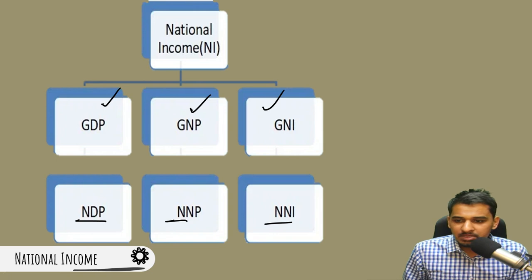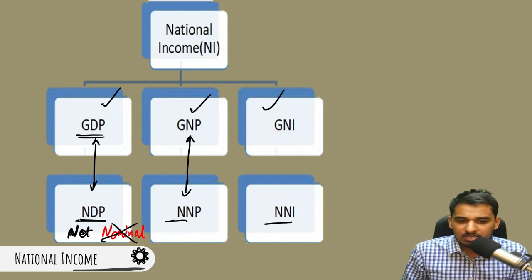Now what are these? GDP stands for gross domestic product and NDP stands for net domestic product. So this is net. Please don't confuse this with nominal. Nominal is a different thing. We'll be seeing this, but this is not nominal. This is net, and this is gross. Similarly, this is GNP, gross national product, and this is net national product. This is gross national income and net national income, GNI and NNI.